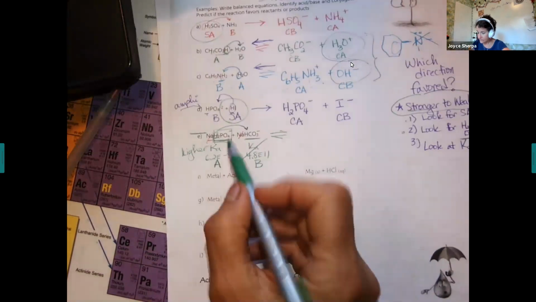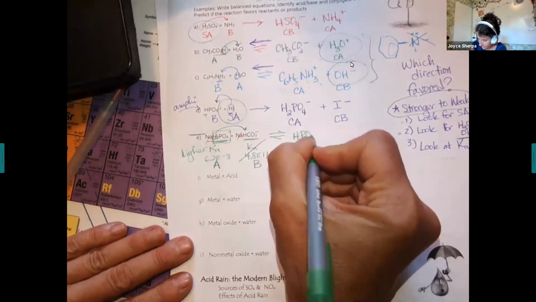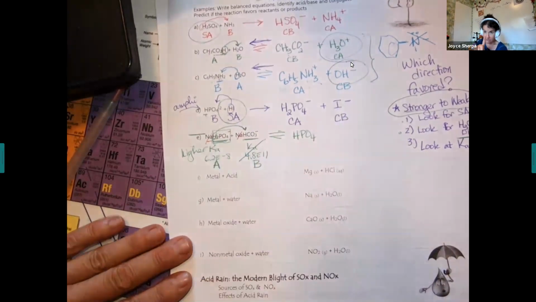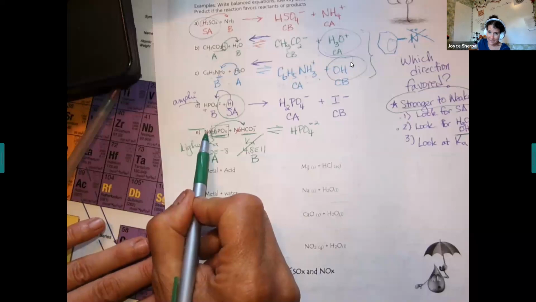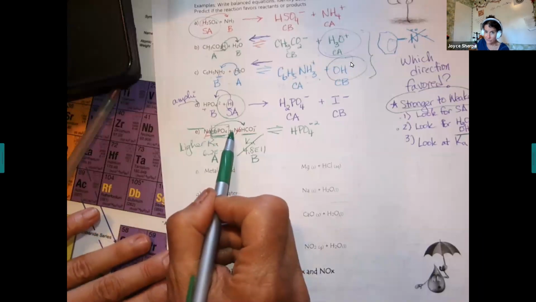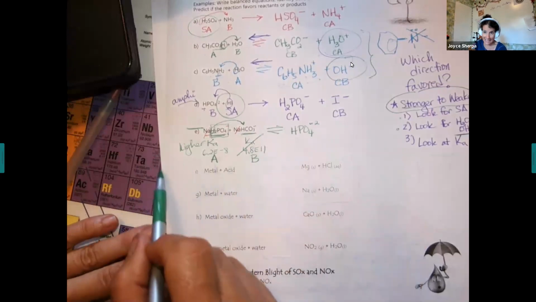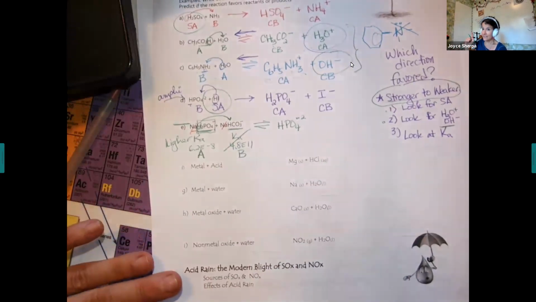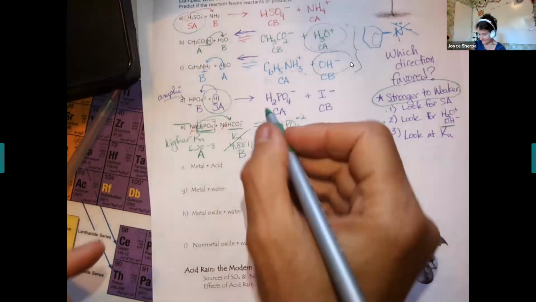All right, so this is now going to be HPO4. So it loses just 1 hydrogen. And now it's going to have a -2. So if you took the sodium away, it had a -1, and now it lost 1 hydrogen, so it's a -2. The acid becomes the conjugate base.